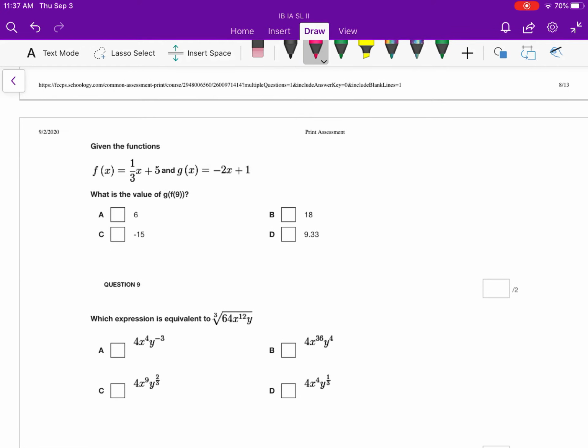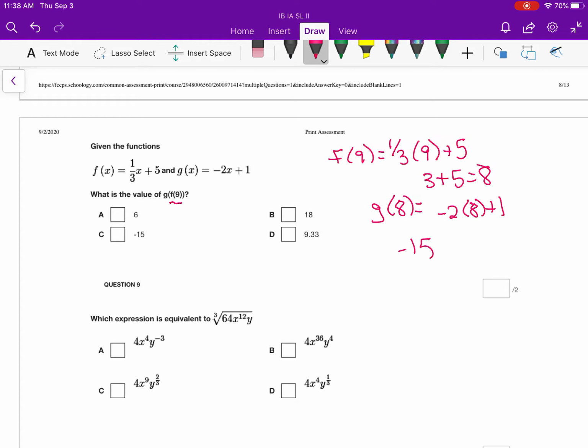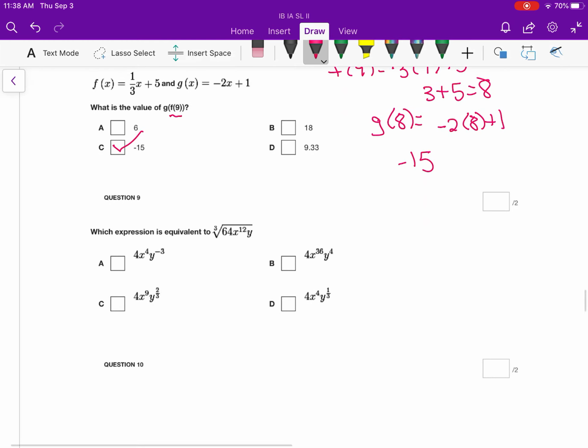Okay, what is the value of g of f of 9? So again, work inside out. f of 9 equals 1/3 times 9 plus 5, which is just 3 plus 5, which is 8. And then you want to find g of 8, which is just negative 2 times 8 plus 1, which is negative 15.